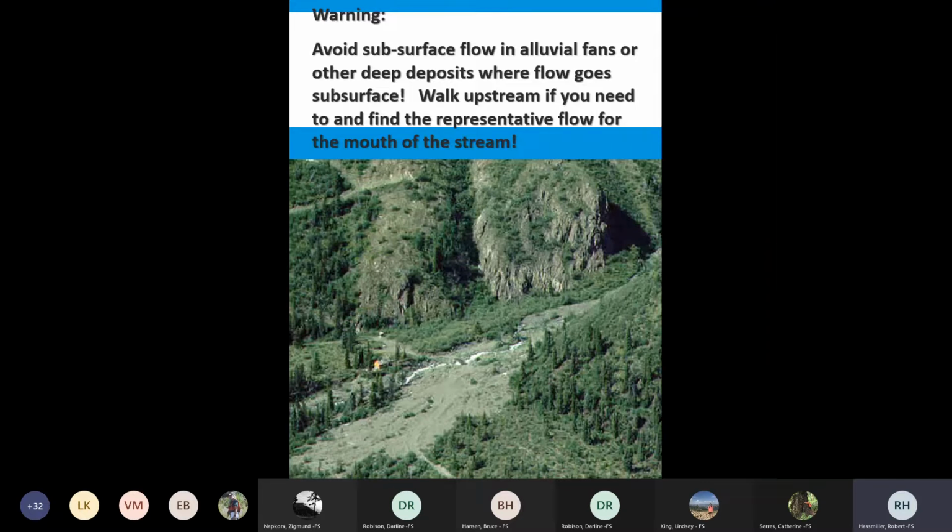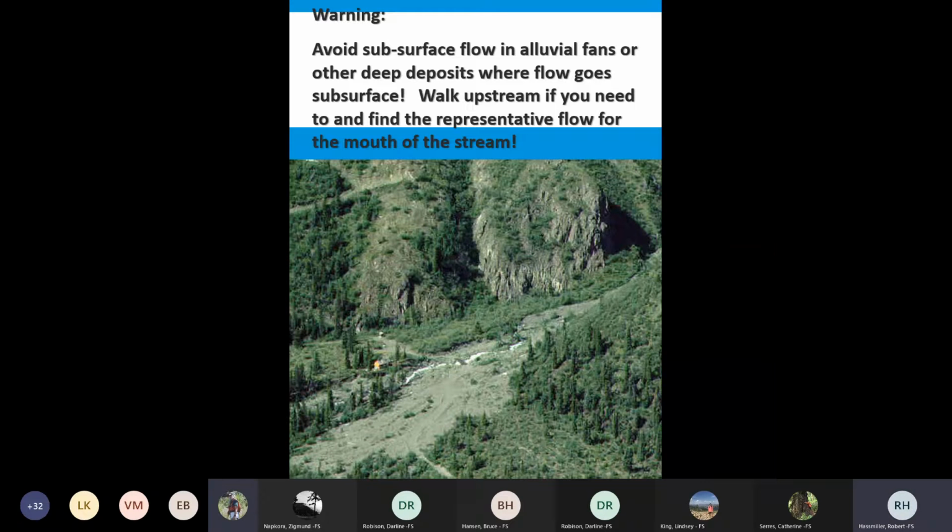We had this situation on Camp Creek in the Malheur National Forest, and folks were measuring it at the top, and it was approximately 5 CFS. Then down near the mouth of Camp Creek, it was approximately 2.5 CFS. So, for example, it lost half of its flow through hyporheic flow as it went across that alluvial fan. So this is a watch out situation as well.